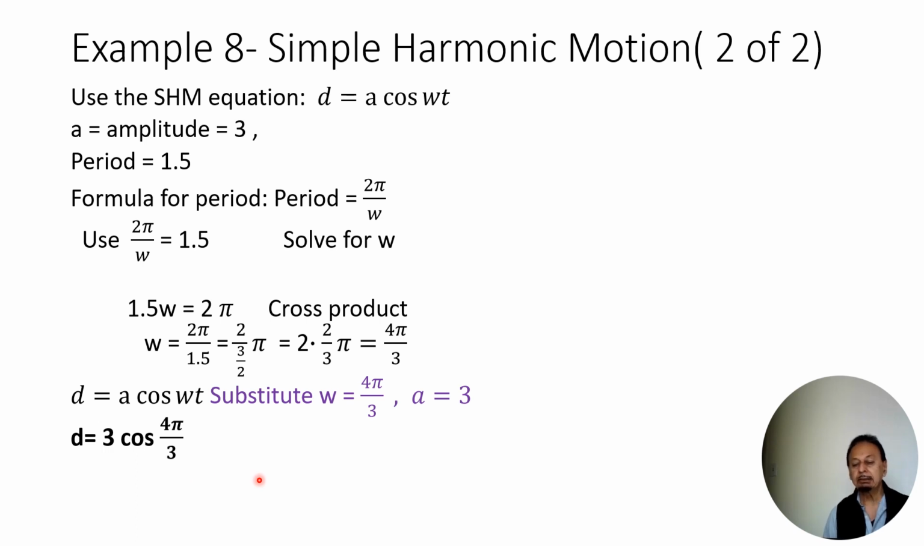So what we learned in these two examples, 7 and 8, is that whenever you have to find the simple harmonic motion model or equation, you either use d equals a cosine wt when the displacement is non-zero when t is 0, or use the other equation d equals a sine wt when the displacement is 0 when t equals 0.